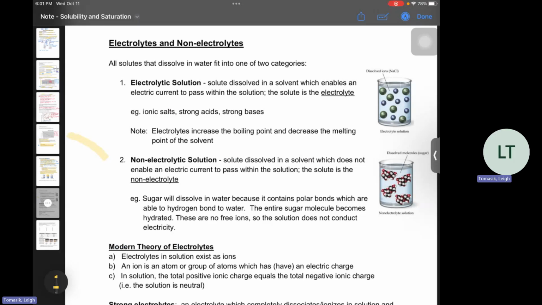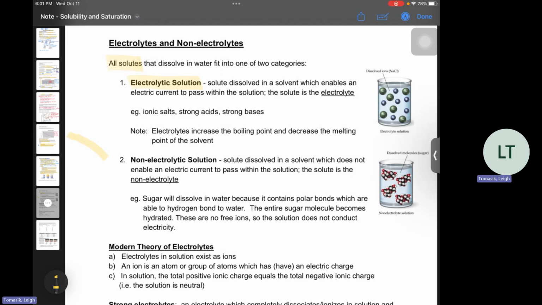In the second part of the lesson, we are going to take a look at what electrolytes are. Some things that dissolve are electrolytes, and some things are not. So it says all solutes, that means everything that can dissolve, that dissolve in water fit into one of two categories. They're either electrolytes or non-electrolytes.